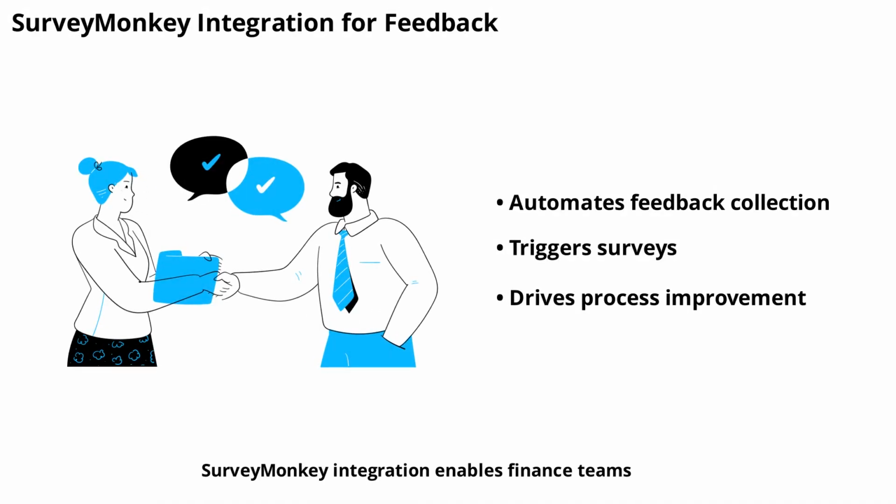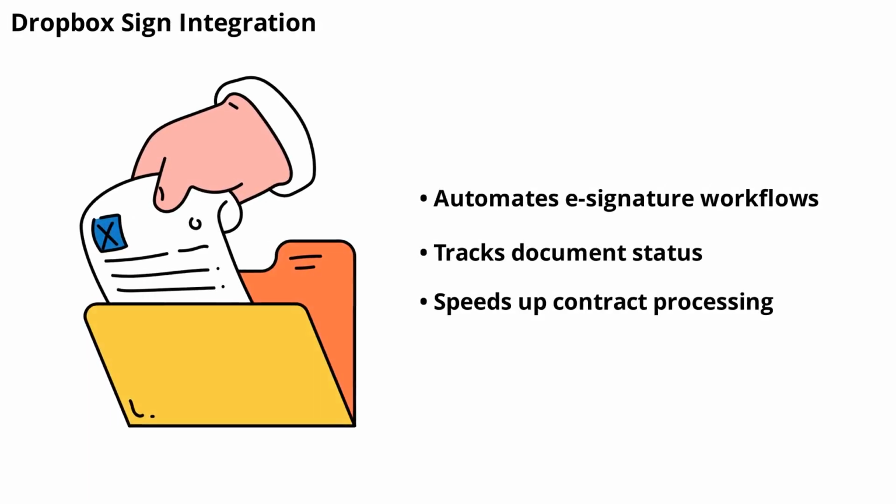SurveyMonkey integration enables finance teams to collect feedback on processes, reports, or services. Power Automate can trigger surveys after financial transactions or at the end of projects, ensuring continuous improvement based on real input from stakeholders. Dropbox Sign, formerly HelloSign, allows for electronic signatures on financial documents.